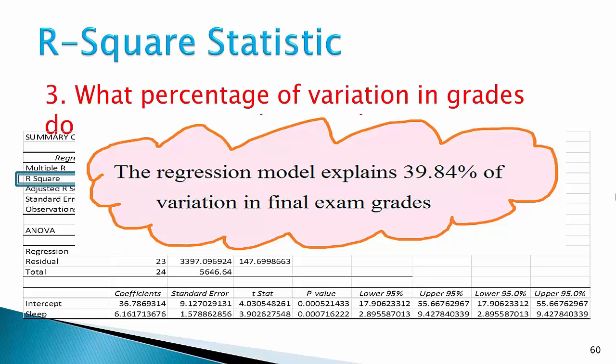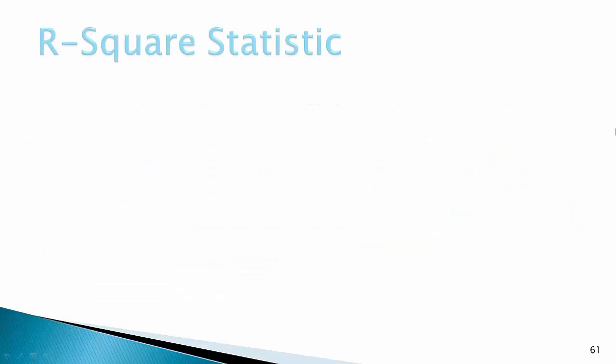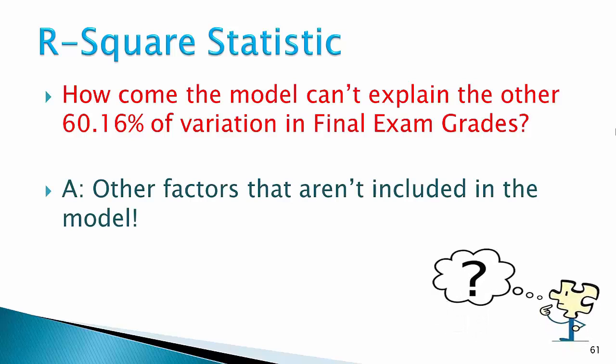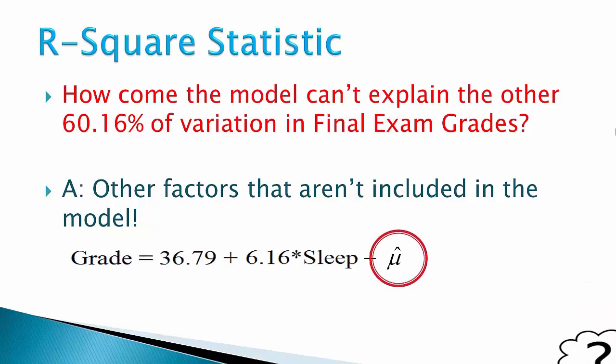The R-square can be interpreted as a measure of how good the regression model is. Does it explain a lot about the y variable, or does it explain very little about what's going on in the y variable? If the regression model explains 39.84% of variation in final exam grades, then the natural question is, how come the model can't explain the other 60.16% of variation in final exam grades? Well, 60.16% of variation is explained by other factors that aren't included in the model. See, we have our sample regression model, but there are other factors that explain exam grades. These are contained in the residual term. So the R-square statistic tells us that only 39.84% of variation in grades is explained by sleep.